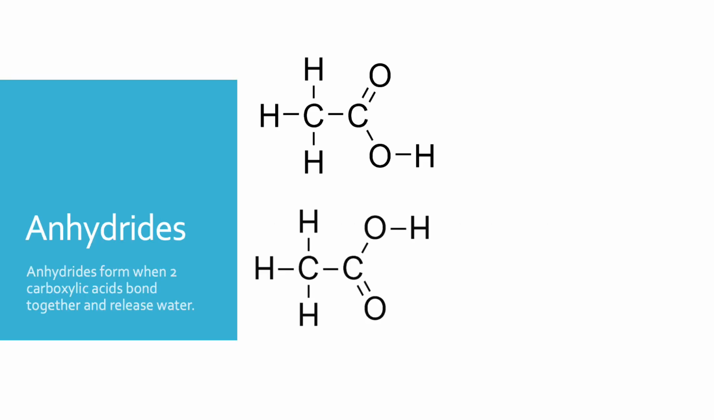Our next new functional group is called an anhydride. Anhydrides are made when 2 carboxylic acids combine to release water. Here is a visual of this. We have 2 ethanoic acids here. We know this because of our great knowledge about nomenclature, and these are going to combine to release water, which we can see happening here.